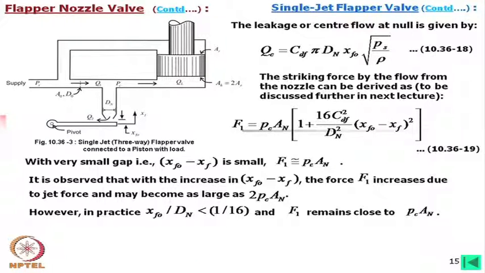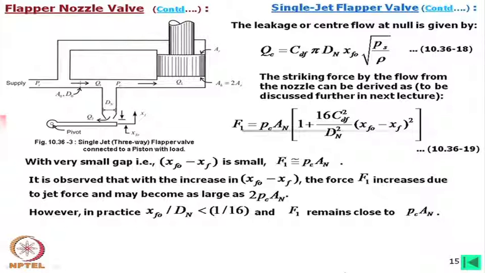However, in practice, XF0 by DN, where DN is the nozzle diameter, is usually 1 by 16. So, suppose DN is equal to 1.6 millimeter, the diameter of this nozzle. In that case, XF0 is only 0.1 millimeter. 0.1 millimeter, you can imagine, is very small. So, this motion is very small and very precise, and F1 remains close to PC into AN.